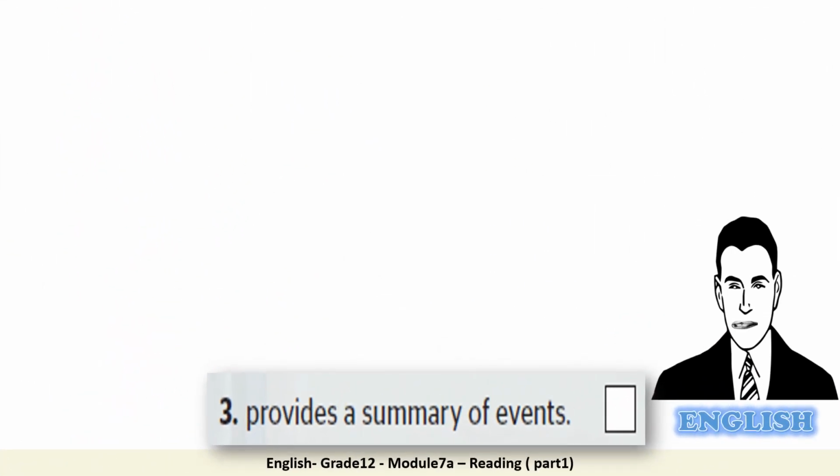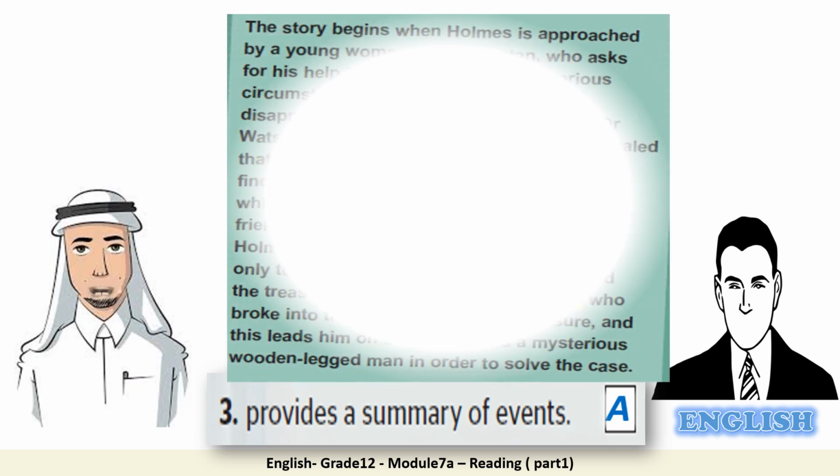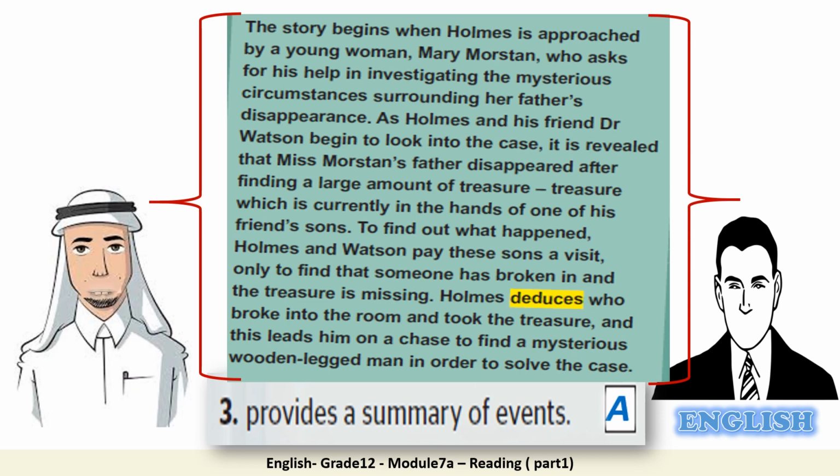3. Which one provides a summary of events? Anyone else? Thank you, Omar. What about the others? Of course, it is text A. This text has a summary of the Sign of the Four novel, simply because it is a book review. Look at the highlighted part for evidence.